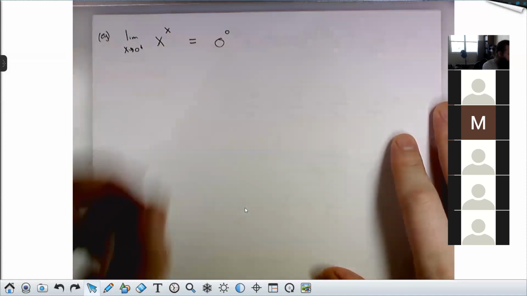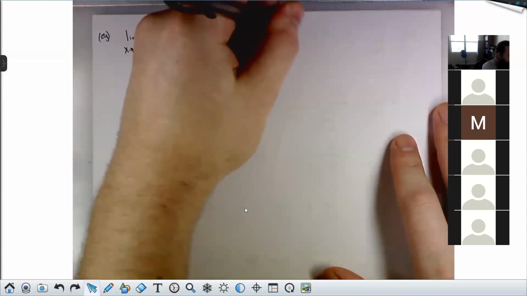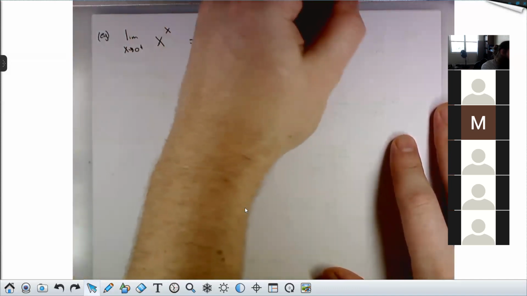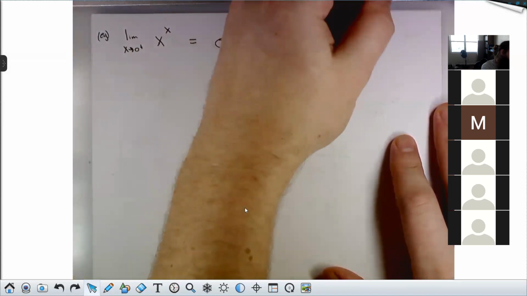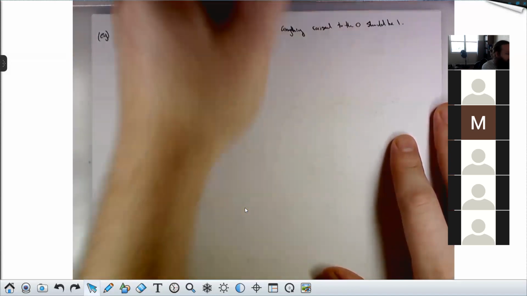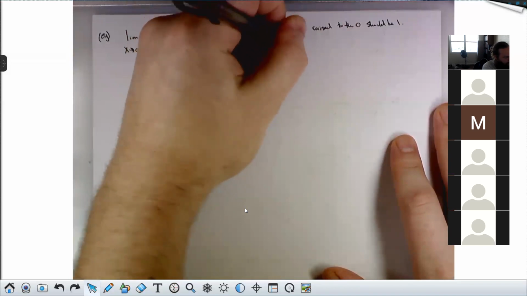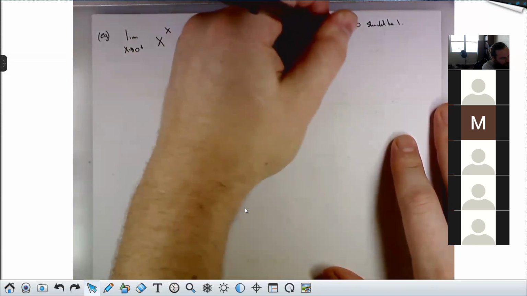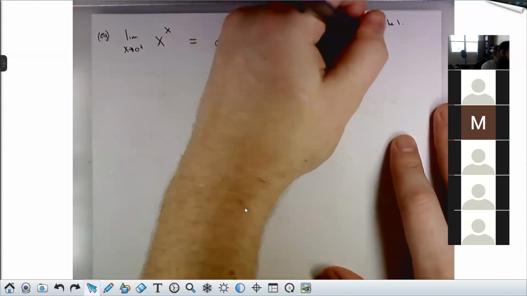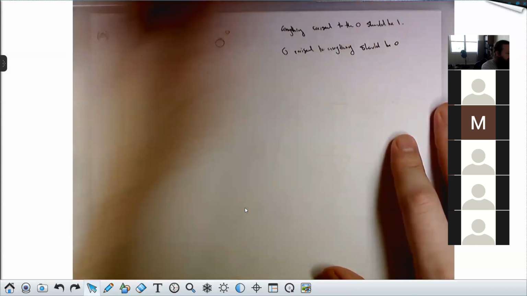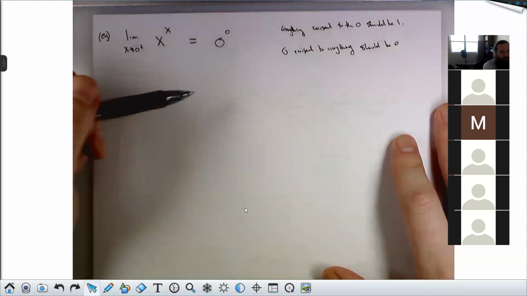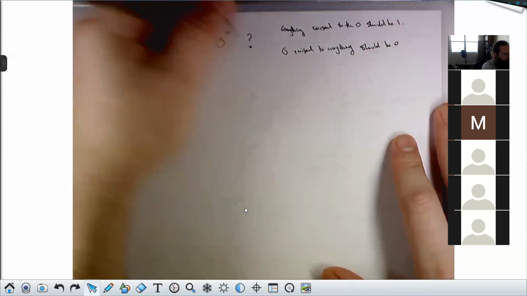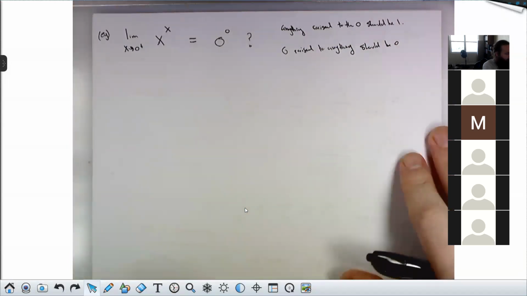And recall that anything raised to the 0 should be 1. But also 0 raised to anything should be 0. So is this 0 because the base is 0? Or is it 1 because the power is 0? Is it something else? This is called an indeterminate power.